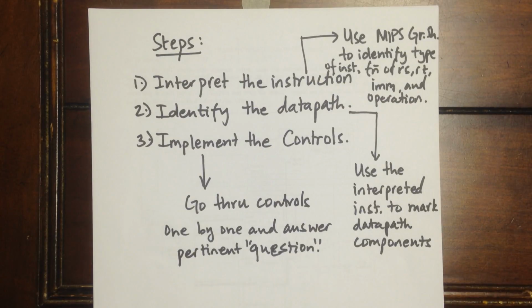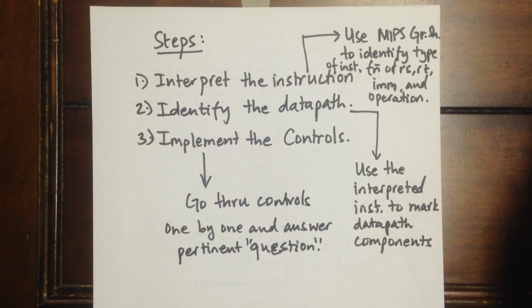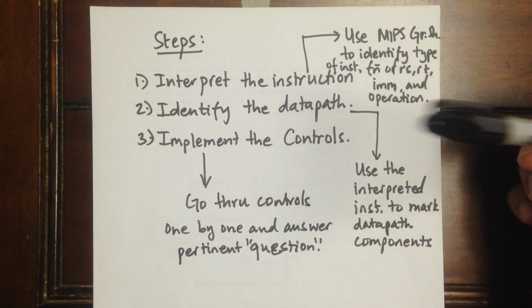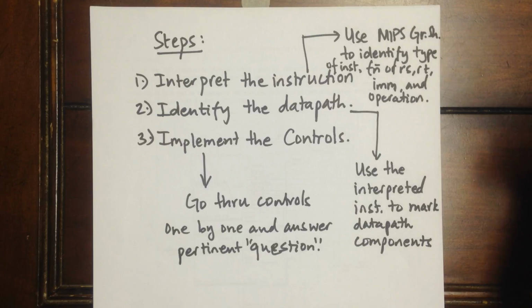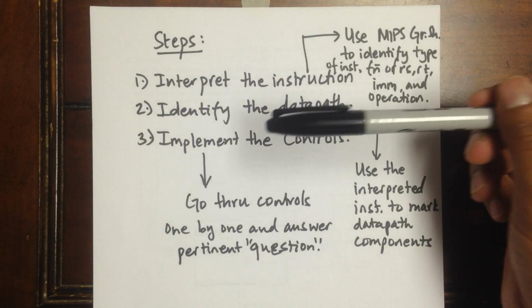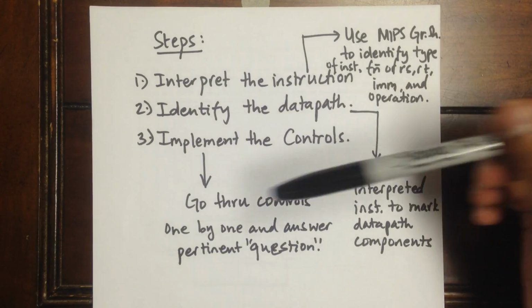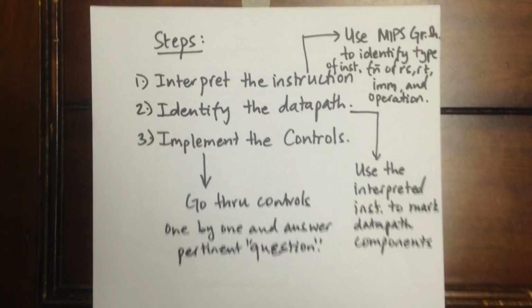Implementing the MIPS Datapath has 3 steps. I'd like to call them the 3 I's: interpretation, identification, and implementation. You interpret the instruction, if possible, through the MIPS green sheet. Then you identify the data path, whether the register file is going to be used, the ALU, or the memory block. And lastly, you implement the controls into your data path components.